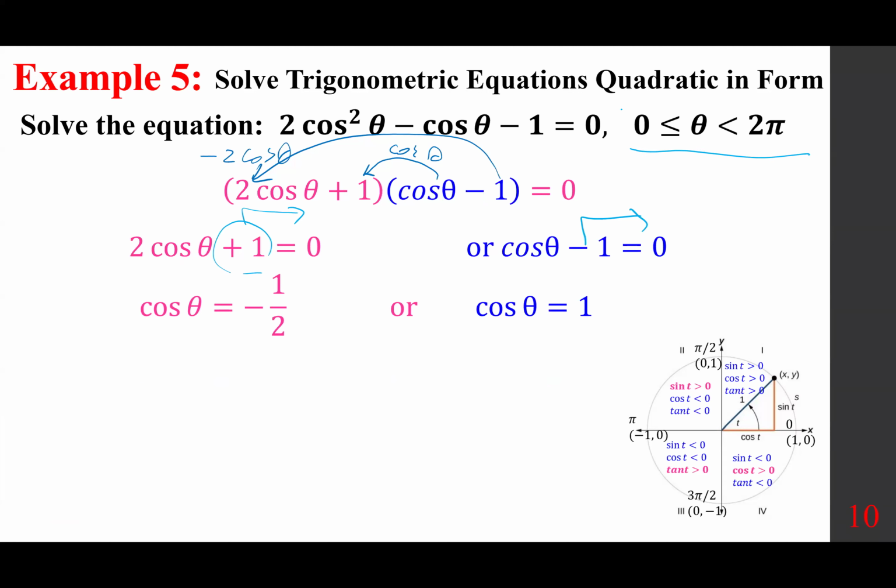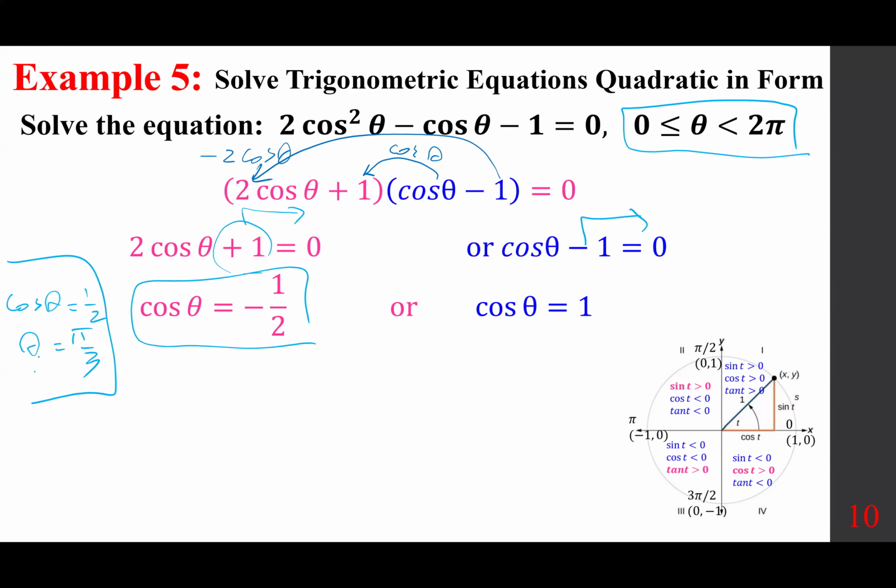By the way, even if they want a general solution, first find it between 0 and 2 pi, and then generalize it. So cosine theta is negative 1/2. Please understand the reference arc. To make it easy for everybody to understand, if you calculate cosine of theta equals 1/2, theta becomes pi over 3. This is the reference arc.